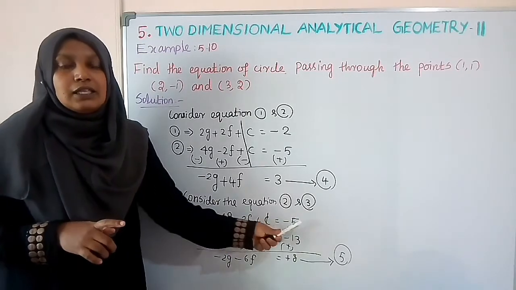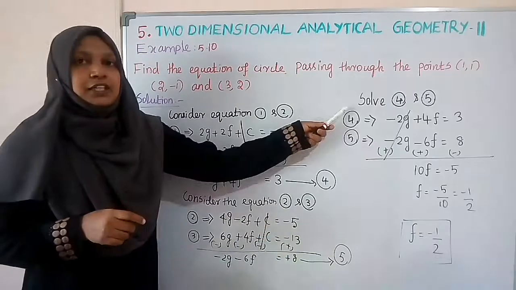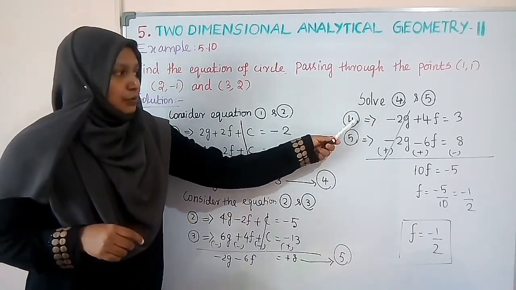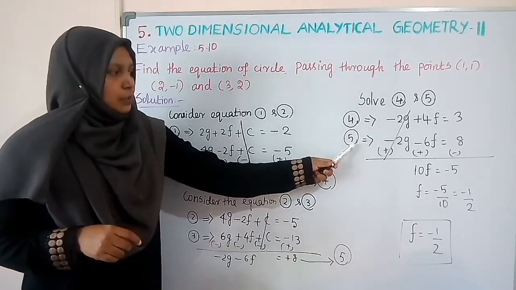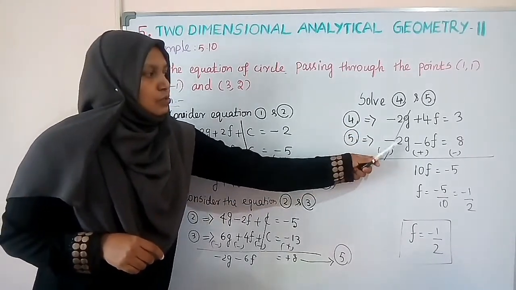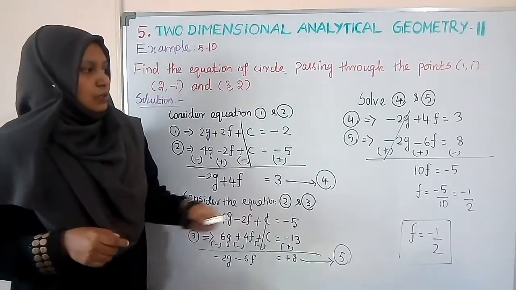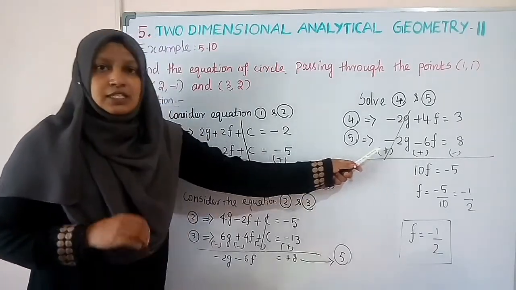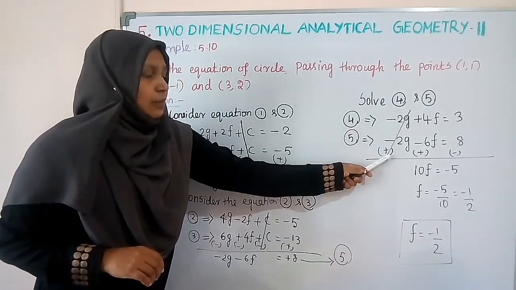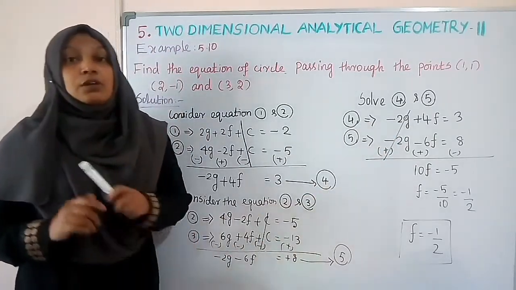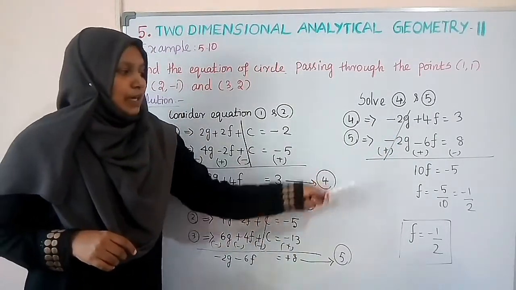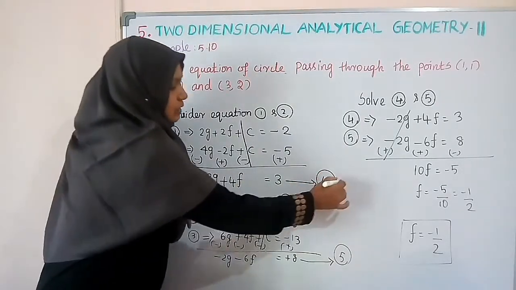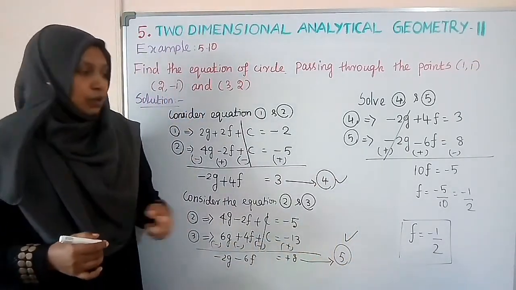Now we are going to solve equations 4 and 5 once again. Here I show the solving of equations number 4 and 5. Equation 4 is -2g + 4f = 3, and equation number 5 is -2g - 6f = 8. By changing the sign in the second equation, g gets eliminated, and we get 10f = -5. So f = -5/10, which becomes -1/2. So after solving these two equations, we get the value of f.